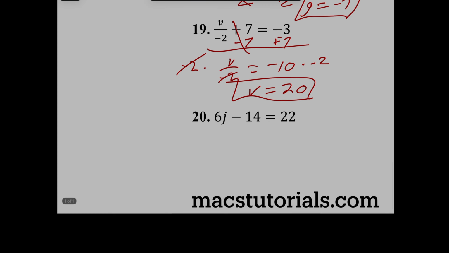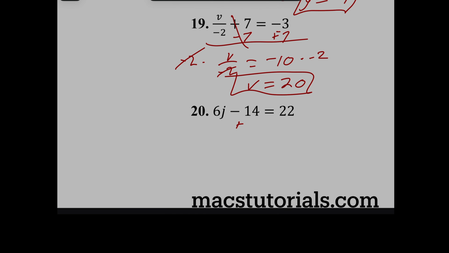Boom, boom, boom, boom. And then the last one, I'm going to add 14 so I can get letters on one side, numbers on the other. Boom, die. 6J equals, that's going to be a 36, and I'm going to divide by 6. And I know my multiplication table, so I know that that answer is going to be 6.